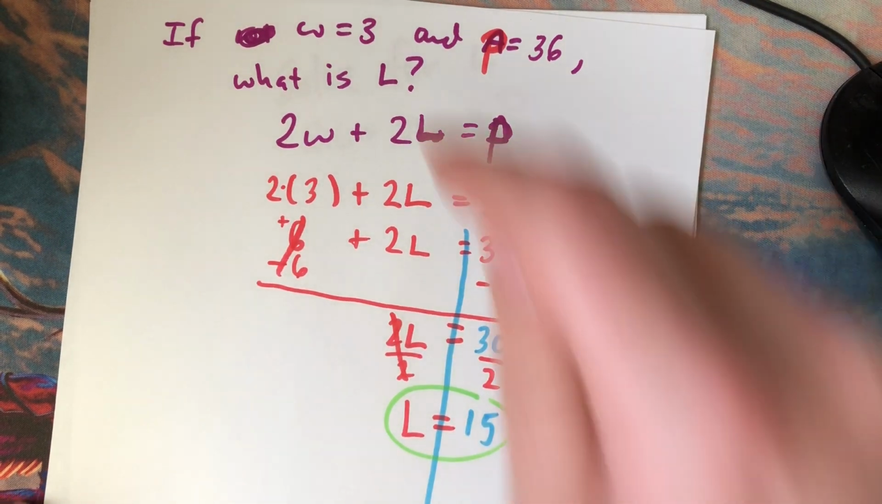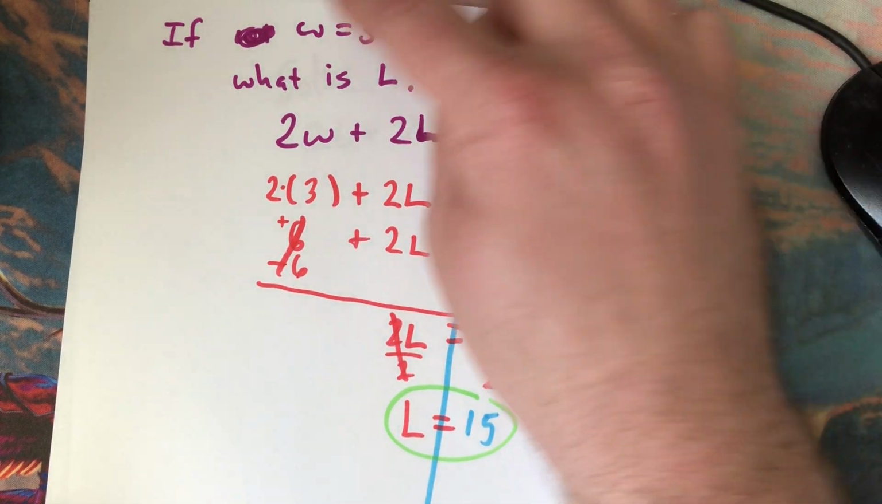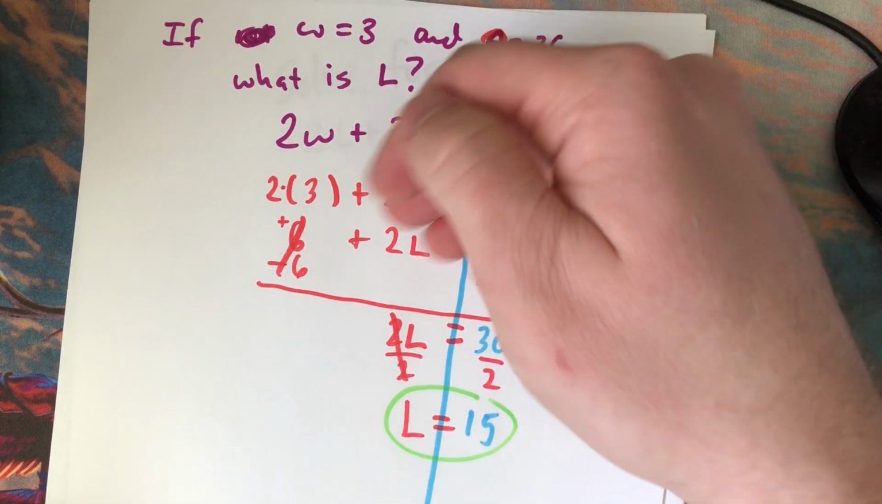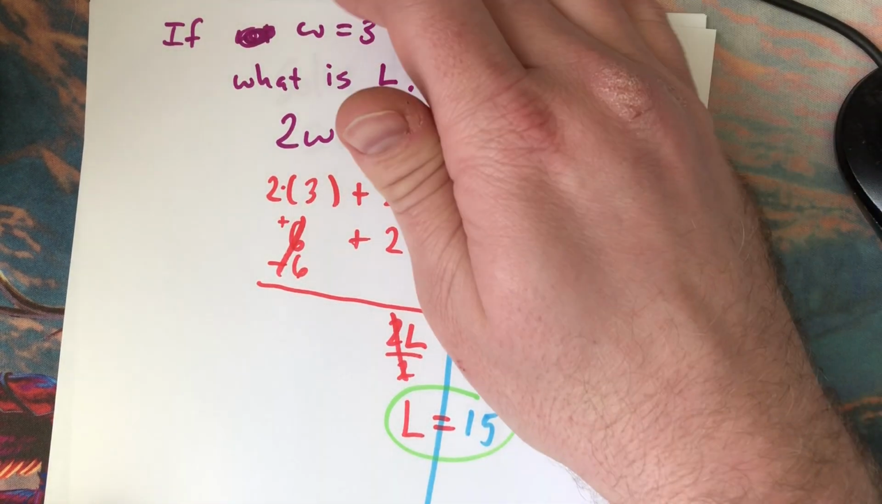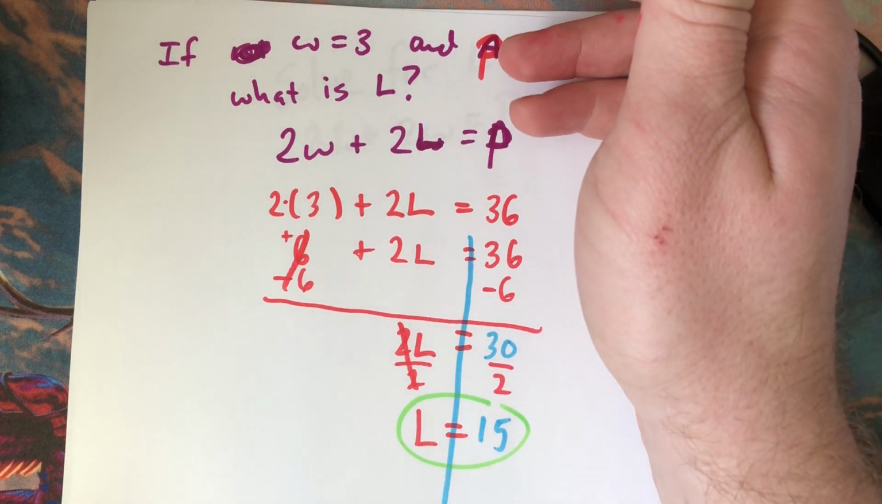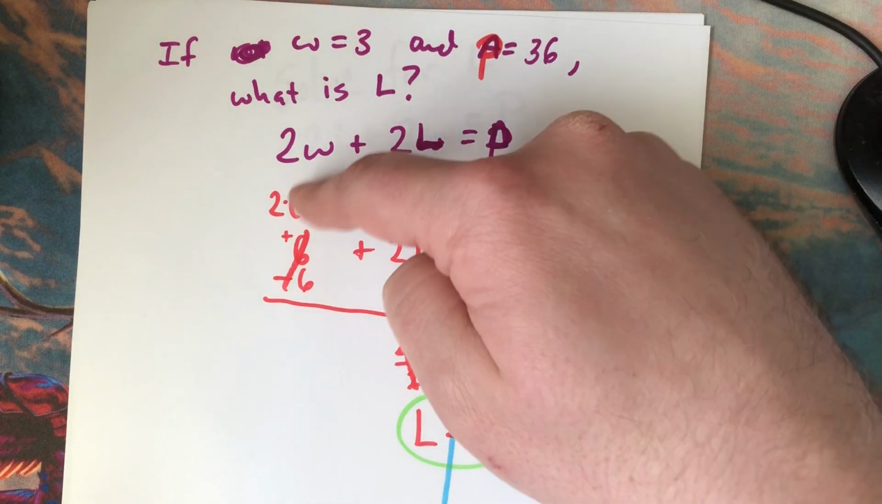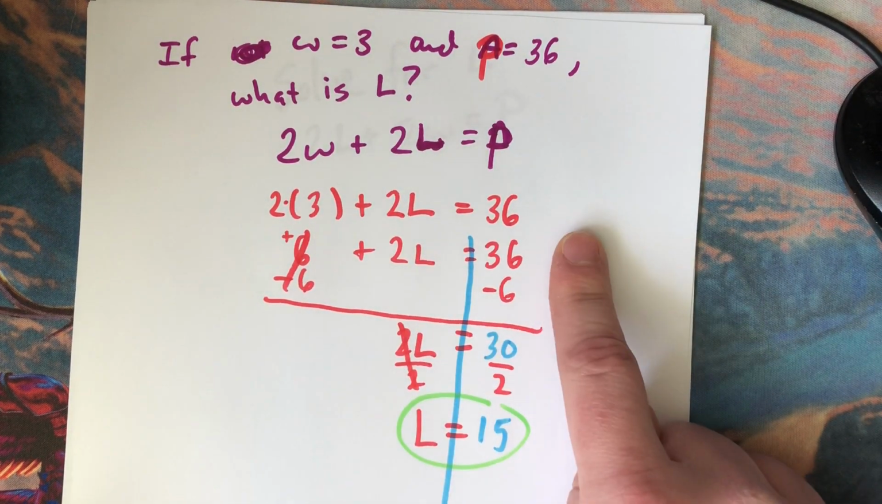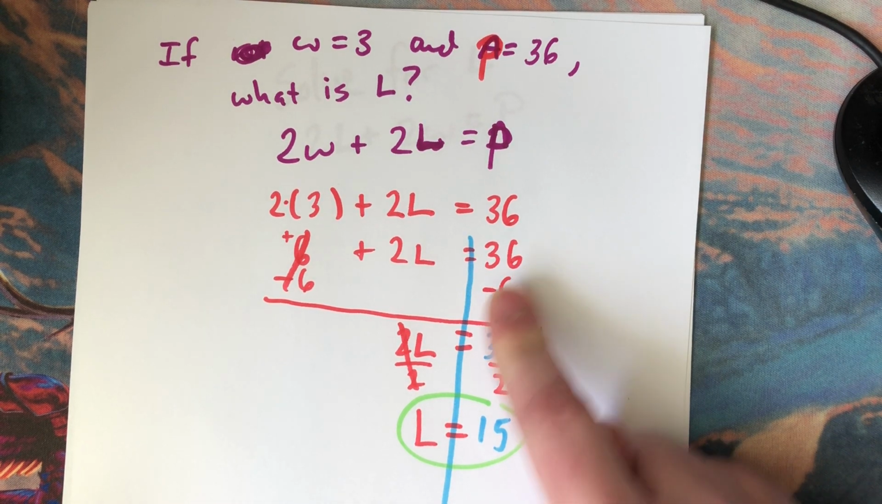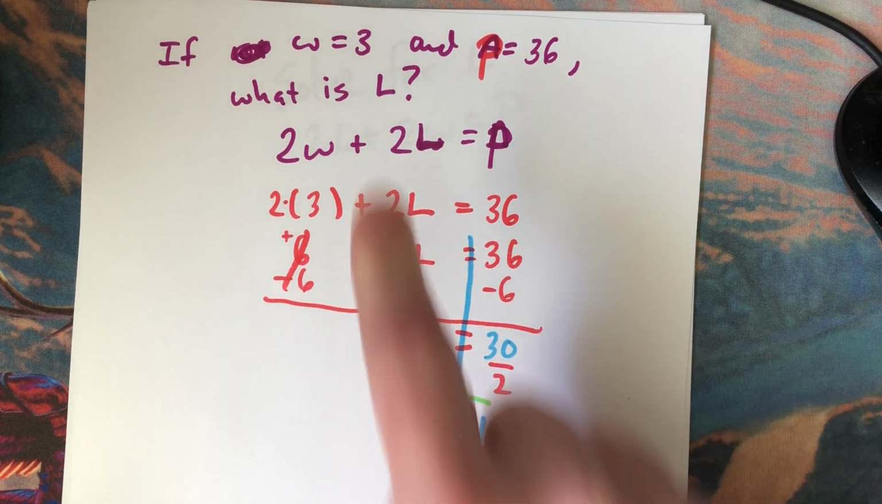Okay, so here's the deal. I could pick things for W and P all day and get different things. But every single time I do it, I'm going to get this number, move it over here, and then divide by 2. It doesn't matter what these are.